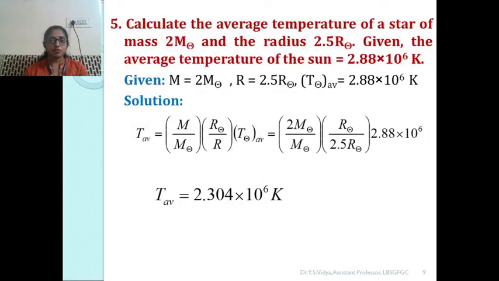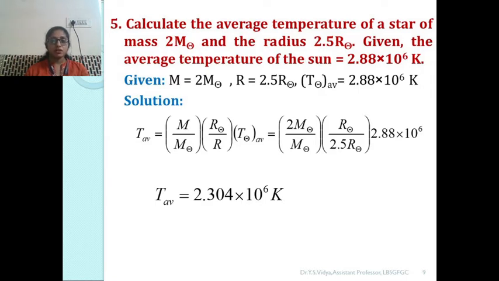Calculate the average temperature of a star of mass 2 times that of the mass of the sun and radius 2.5 times that of the radius of the sun. Given the average temperature of the sun is 2.88 × 10^6 Kelvin. Here m is 2 times the mass of the sun and r is 2.5 times the radius of the sun. T of sun average is given by 2.88 × 10^6 Kelvin.